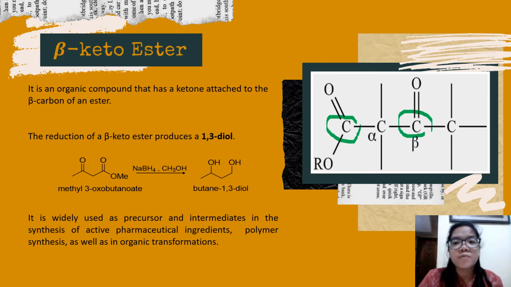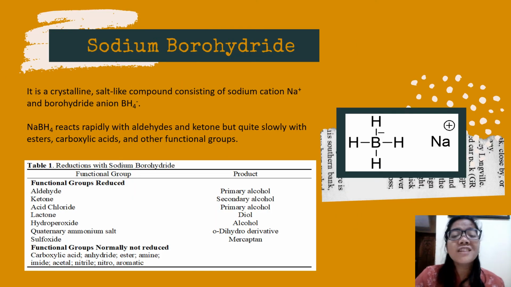So the reduction of beta-keto ester produces 1,3-diol, and this 1,3-diol has recently emerged as versatile building blocks in various synthetic applications. It is widely used as precursor and intermediates in the synthesis of active pharmaceutical ingredients, polymer synthesis, and in organic transformation. Among the reducing agents which have been developed for the reduction of carbonyl groups, sodium borohydride and lithium aluminum hydride are the commonly used reagents.